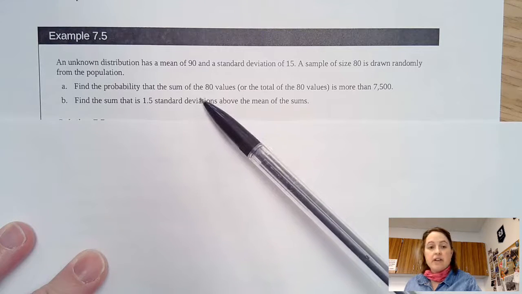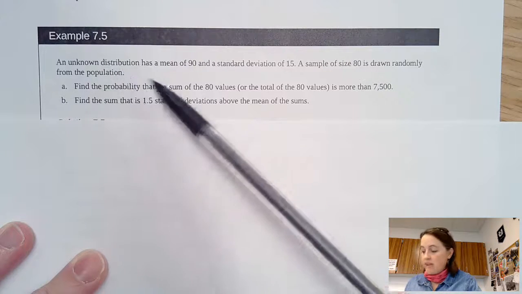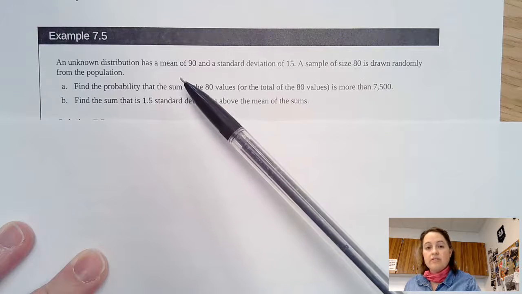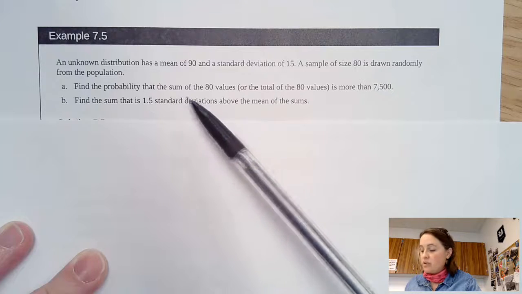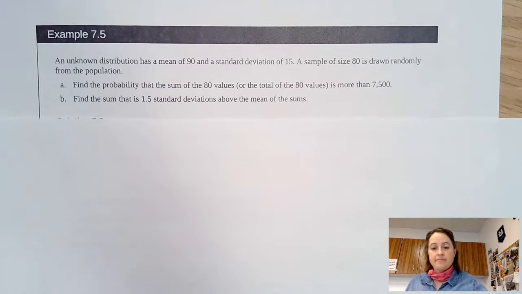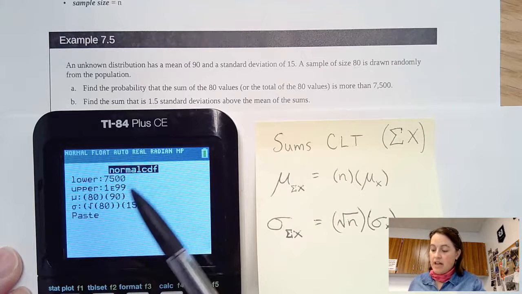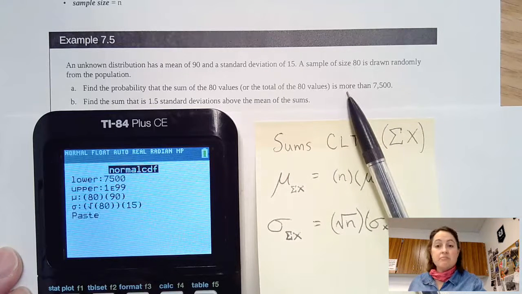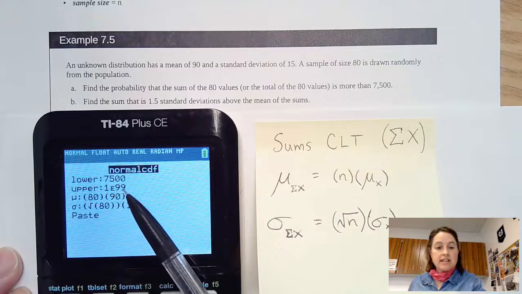Okay, so let's start on part A. So first of all, it doesn't matter what kind of distribution this comes from. If we have a large enough sample size, which we do, we can use the central limit theorem to use the normal curve to help us figure out the probability that the sum of the values is more than 7,500. All right, so now we've got this pulled up to our normal CDF, and I have my lower limit as 7,500 because we're looking for the probability that it's more than 7,500. So I've made my upper limit 1 times 10 to the 99th power.